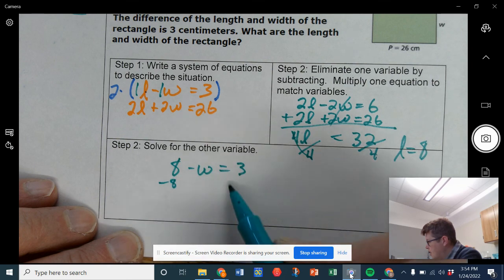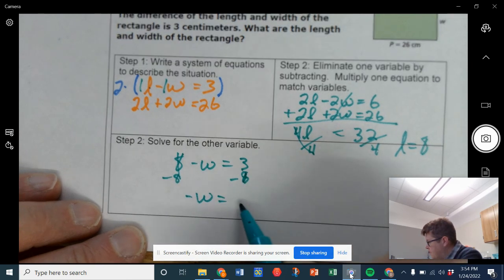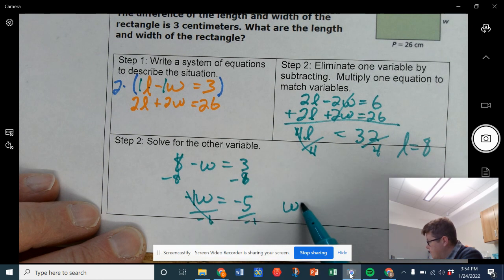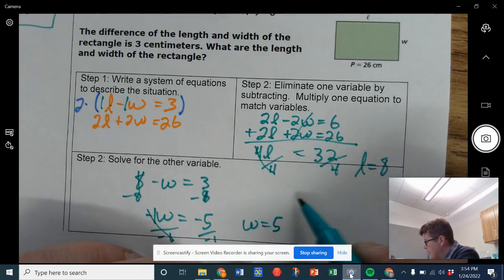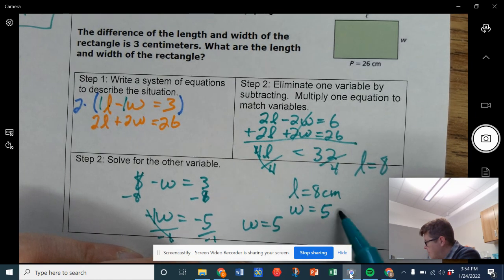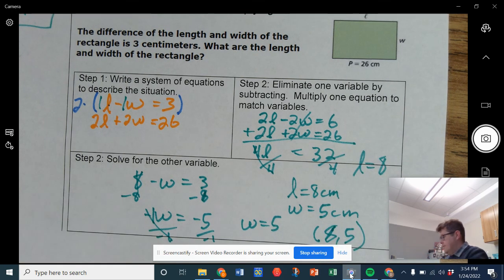That's fine. Okay, so we get to negative W equals negative 5. And then we can divide by the negative 1 that's out front there, that invisible one. And we get to a positive 5 for the width. Okay, so our length is 8 centimeters. Our width is 5 centimeters, so it's 8, 5.